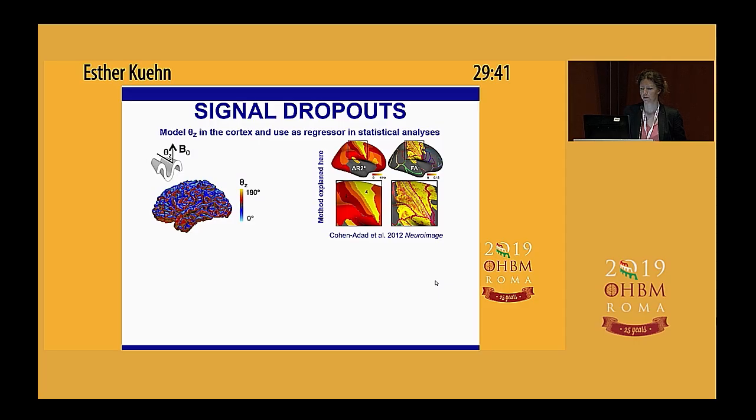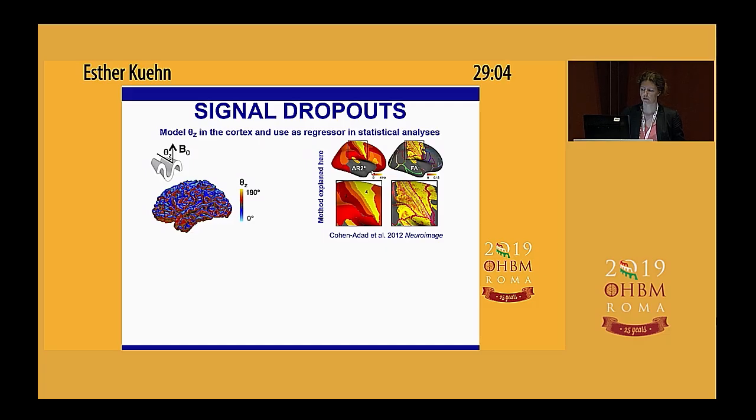There are different possibilities to model the contribution of the curvature on your BOLD signal. One possibility is described in this paper. Using a cortical surface reconstruction, for each vertex you can model the respective angle distribution that you get, and then use it as a regressor in your model. For example, here area 4 and area 2 are compared, and you see a lot more of those signal variations in motor cortex compared to the sensory cortex.